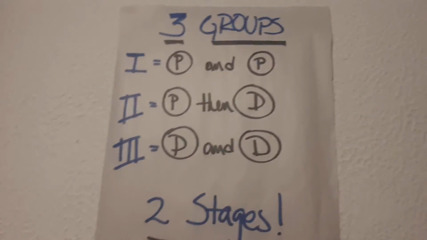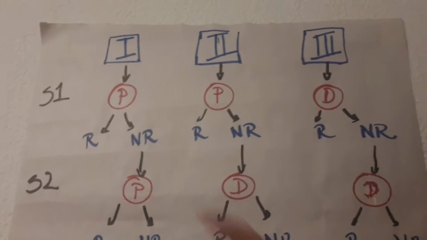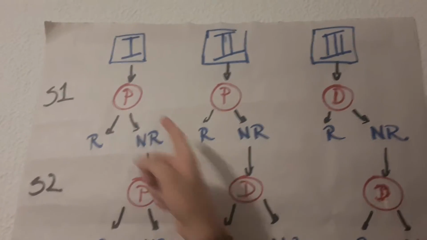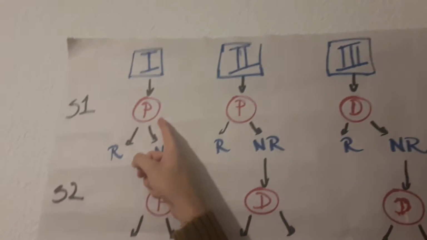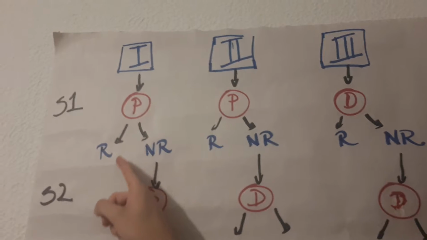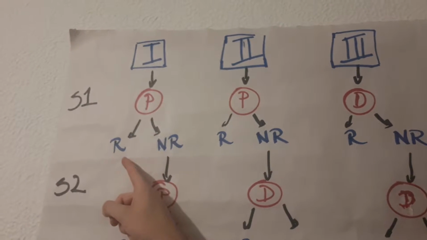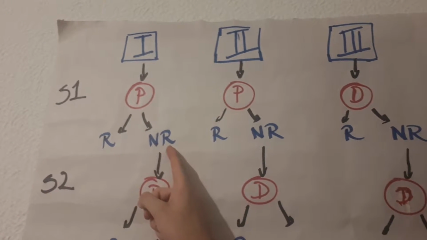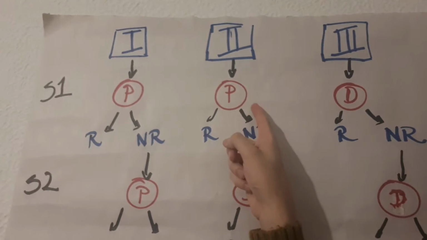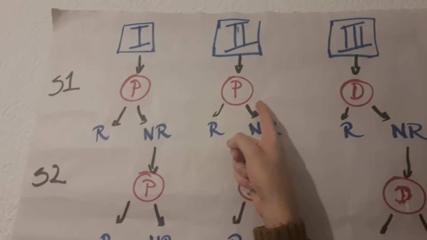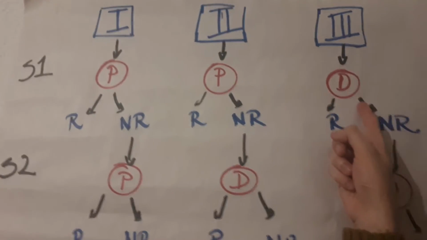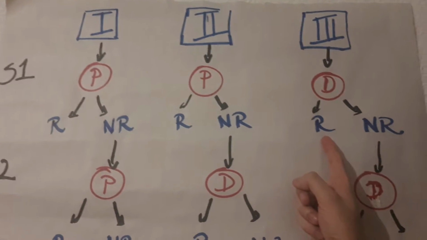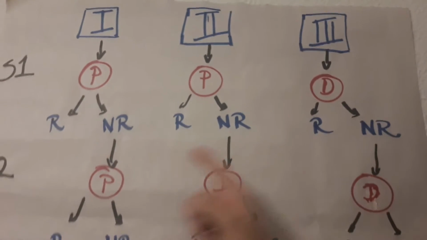So, how are we going to conduct this trial? We have the 3 groups. Remember that the first one is always placebo, so in the first one we are going to have placebo. After the first stage, we have the responders and the non-responders. In the second group, we have placebo in the first stage too, so we have the responders and the non-responders. And in the third group is always drug or intervention. We have the responders and the non-responders.